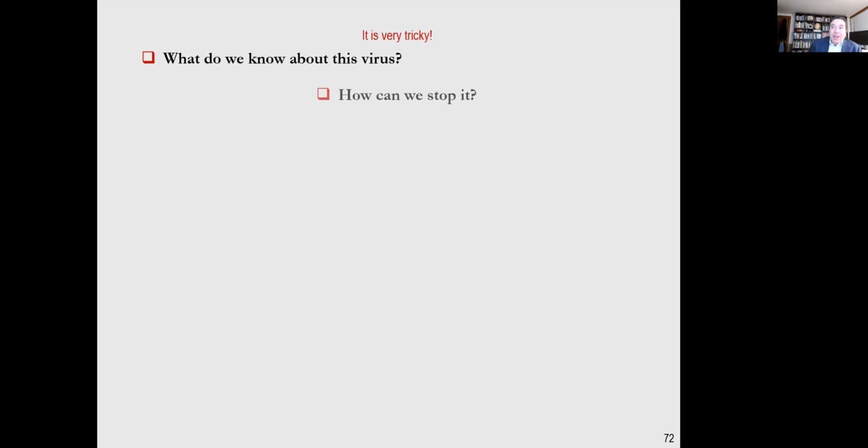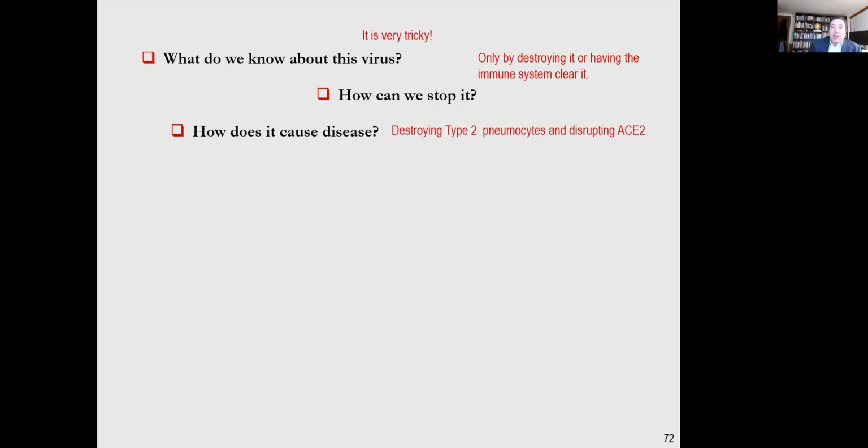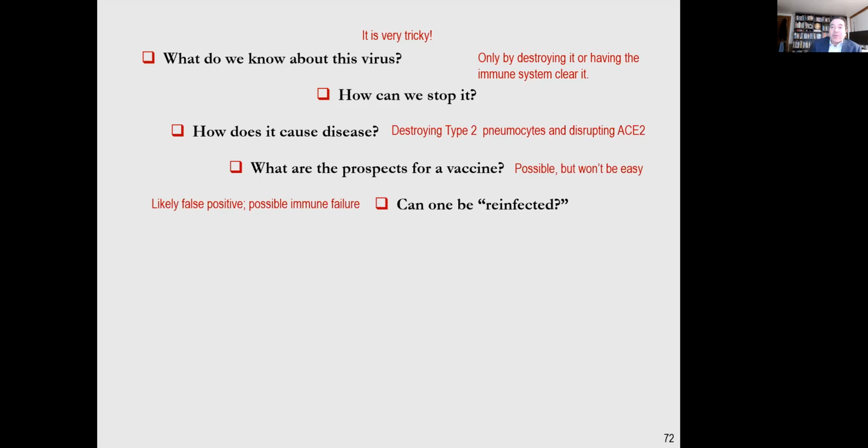So what do we know about the virus? It is very tricky. How can we stop it? Only by destroying it. How can it cause disease? Destroying type 2 pneumocytes. What are the prospects for a vaccine? It's possible, as we saw. Can one be reinfected? Likely false positive, possible immune failure.